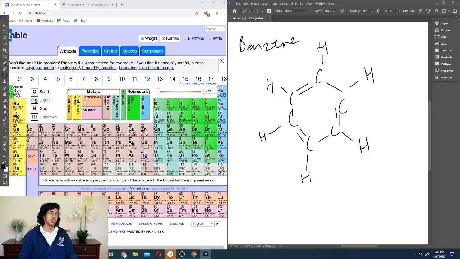The chemical formula is where you write out the number of each element in the molecule. You've got 6 carbons, so we write C, the symbol for carbon, then 6, and then we've got 6 hydrogens, H6. Nice, we've got a chemical formula.